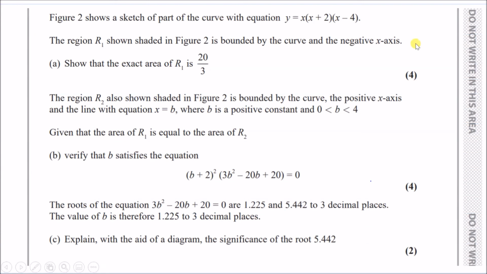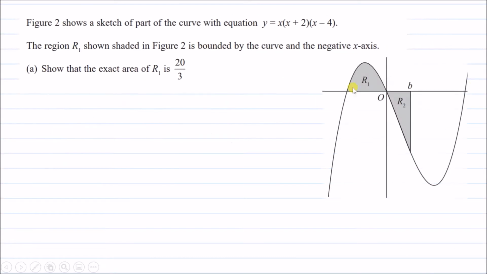Now, looking at the question, it says that the region R1 shown in figure 2 is bounded by the curve and the negative x-axis. Show that the exact area of R1 is 20 over 3. Okay, so let's just focus on A and ignore parts B and C for a second. Okay, so let's just pull out R1 for a second, yeah?